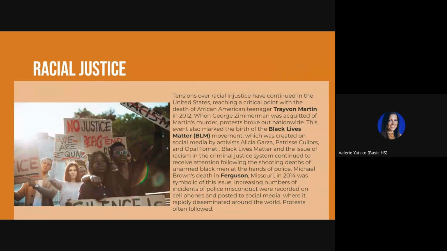Racial injustice has been a persistent issue in the U.S., highlighted by the death of Trayvon Martin in 2012. The Black Lives Matter movement was created on social media by activists Alicia Garza, Patrisse Cullors, and Opal Tometi. BLM gained attention after the shooting deaths of unarmed black men by police, like Michael Brown in Ferguson, Missouri. Protests and increased visibility of racial discrimination have led to the use of body cameras and more prosecutions of police officers.